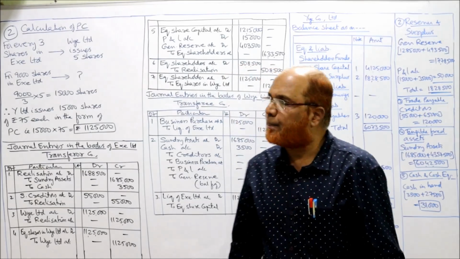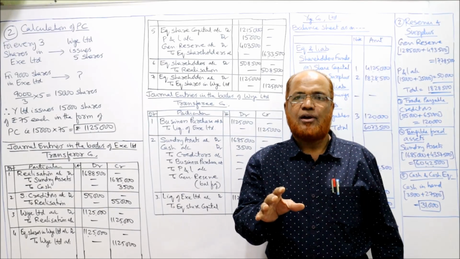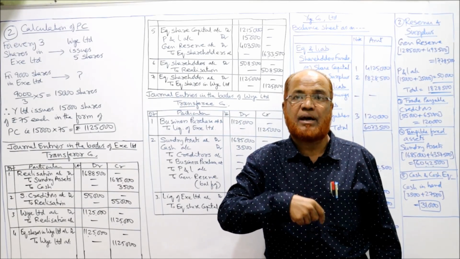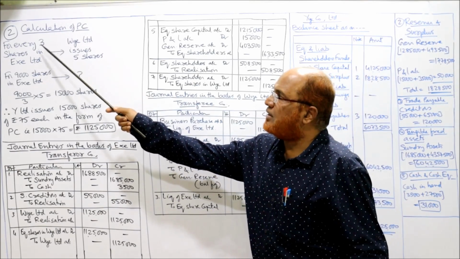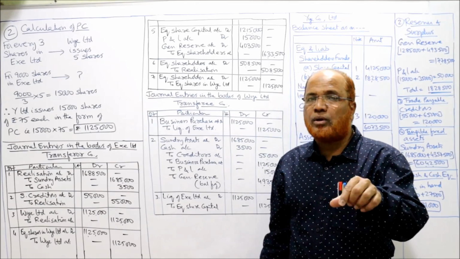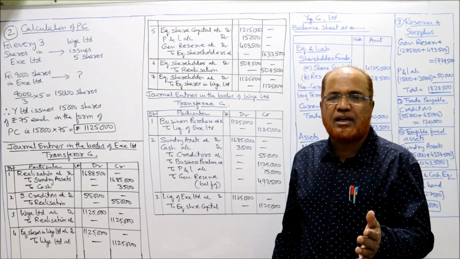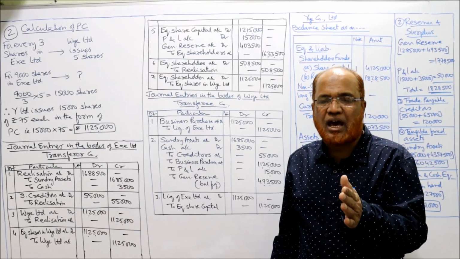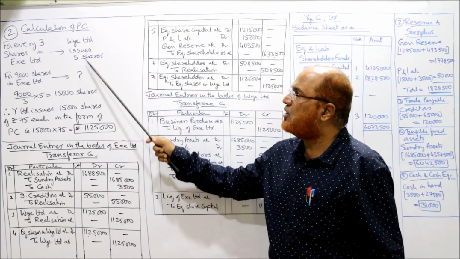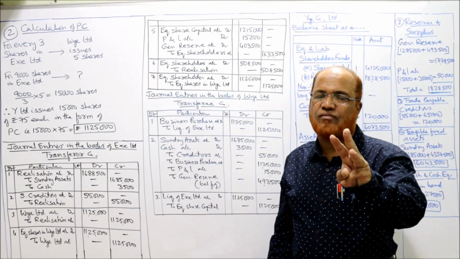Now, we'll begin our solution. First of all, calculation of PC. For the PC calculation, the condition in the problem is the agreement: for every 3 shares in X Limited, 5 shares will be allotted by Y Limited. For how many equity shares there are in X Limited, you can see the balance sheet. It is clearly given that X Limited has 9,000 shares. So for 9,000 shares in X Limited, how many shares in Y Limited? I am giving 5 shares for every 3 shares.